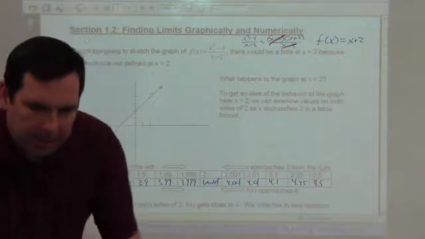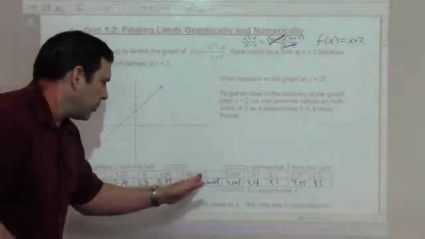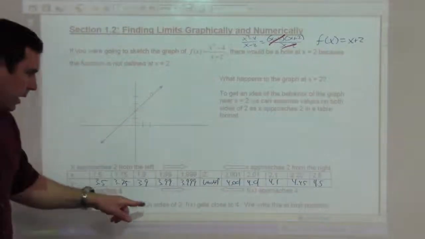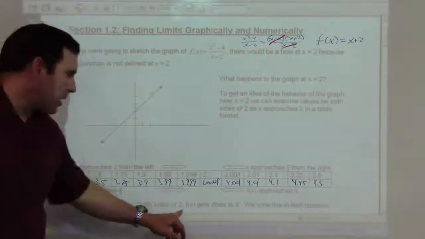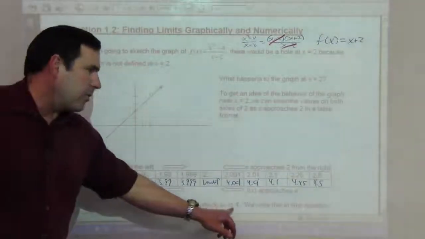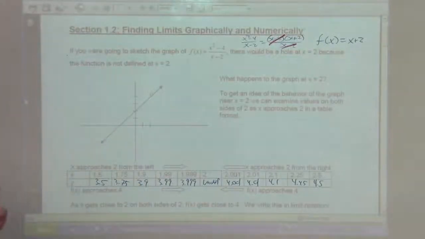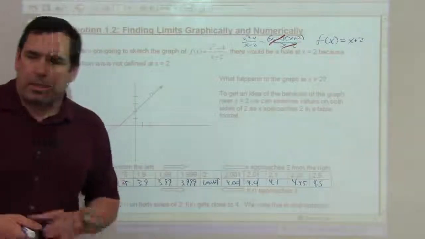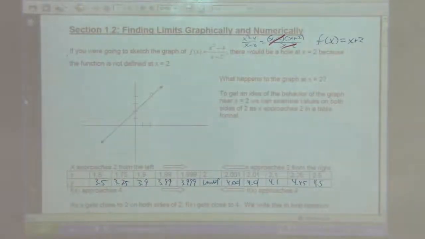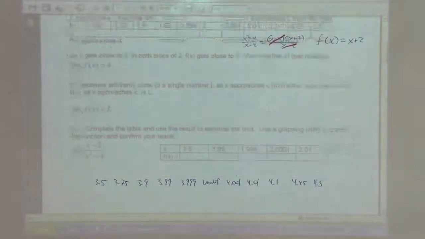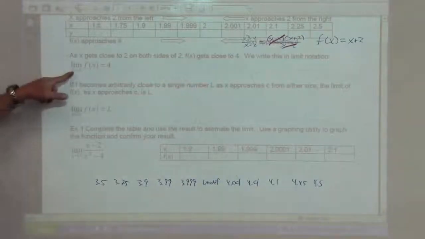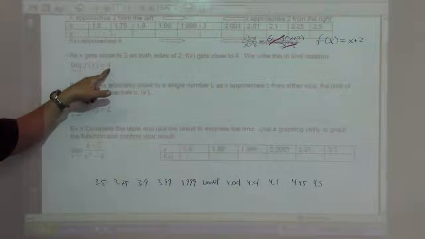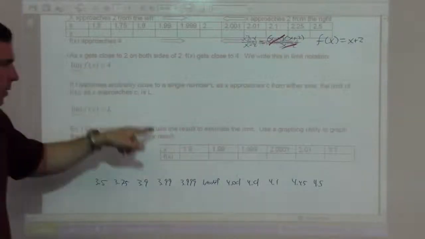So where's it going? I'm not asking for the exact value at 2, but what is the behavior as we're approaching 2? As x is getting close to 2 on both sides of 2, f of x gets close to 4. So we write this in what we call limit notation. The limit as x approaches 2 from either side of f of x is 4. So this graph is going towards 4.